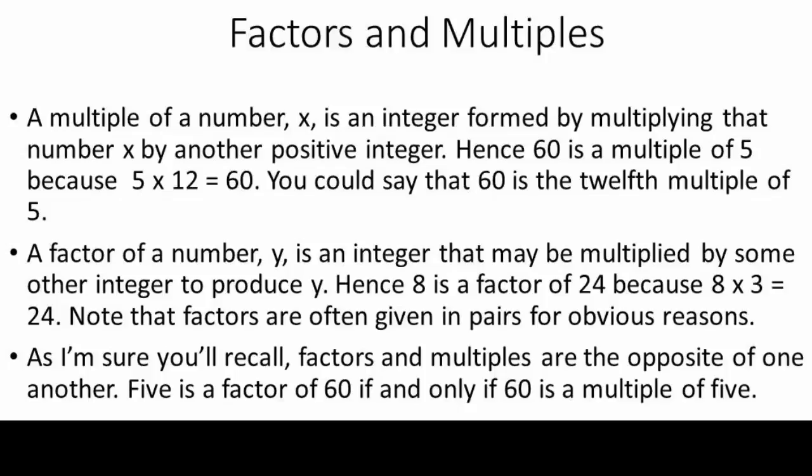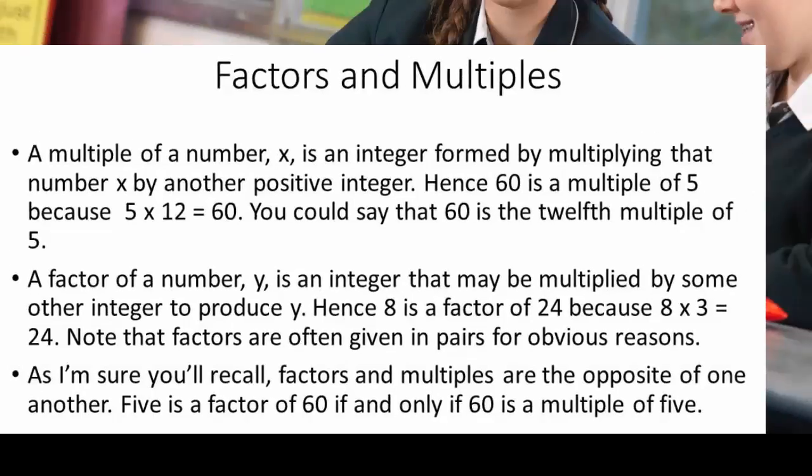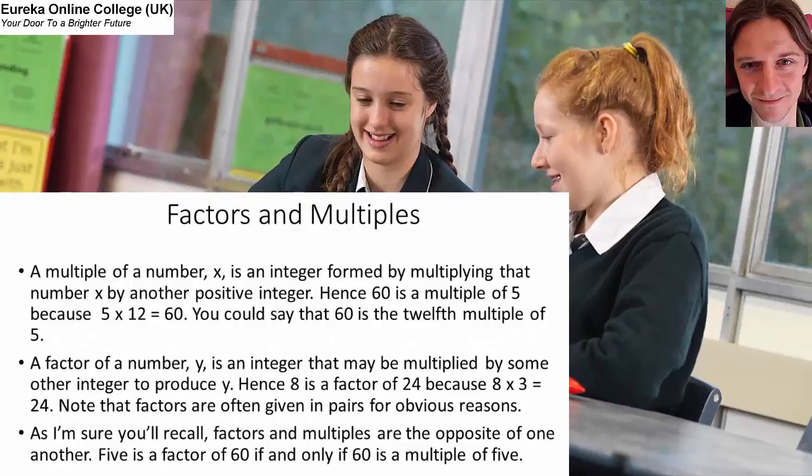Finally, it's worth just noting, as I just mentioned, that factors and multiples are the opposites of one another. 5 is a factor of 60 if and only if 60 is a multiple of 5. Now, just a quick couple of questions I'm going to let you dwell on. You might want to pause the video here. Can you tell me what types of numbers have an odd number of factors? Only a very special type of numbers has an odd number of factors. What is that subset of numbers that have an odd number of factors?